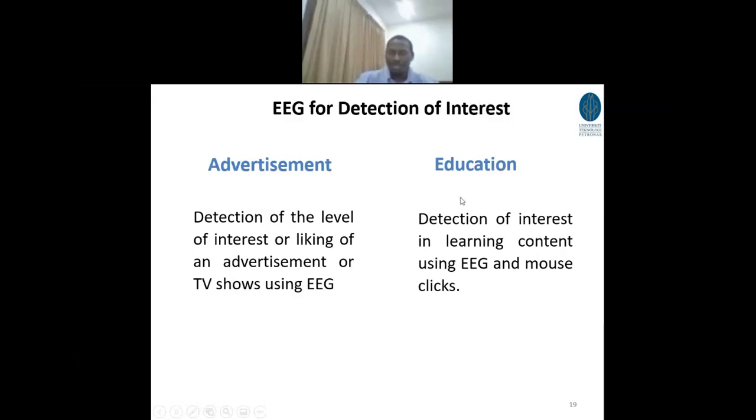The second application area is education. This is where we want to do something. So, detection of interest in learning content using EEG and mouse clicks. This is just one example that has been done before. But in general, people have been thinking of using EEG in education in terms of looking at the learning, or even in terms of the teaching as well, because it works together.